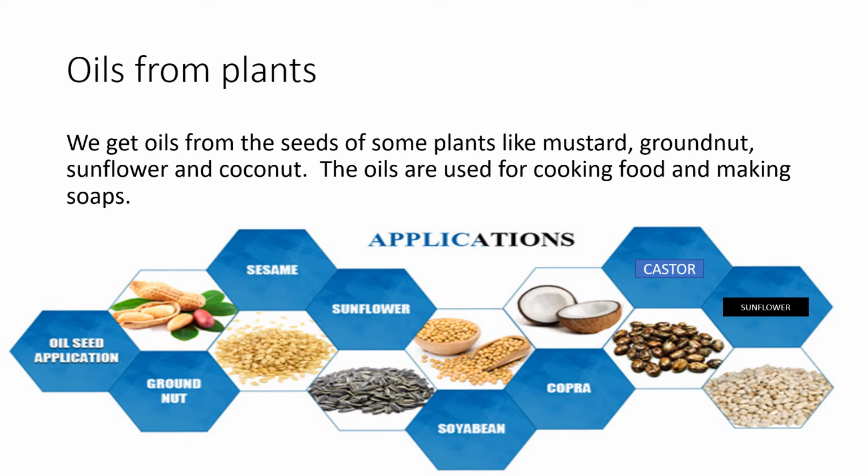And which are the plants that give us the oil? Let us read and understand and find out which are those plants. Oils from plants. We get oils from the seeds of some plants like mustard, groundnut, sunflower and coconut. The oils are used for cooking food and making soaps.